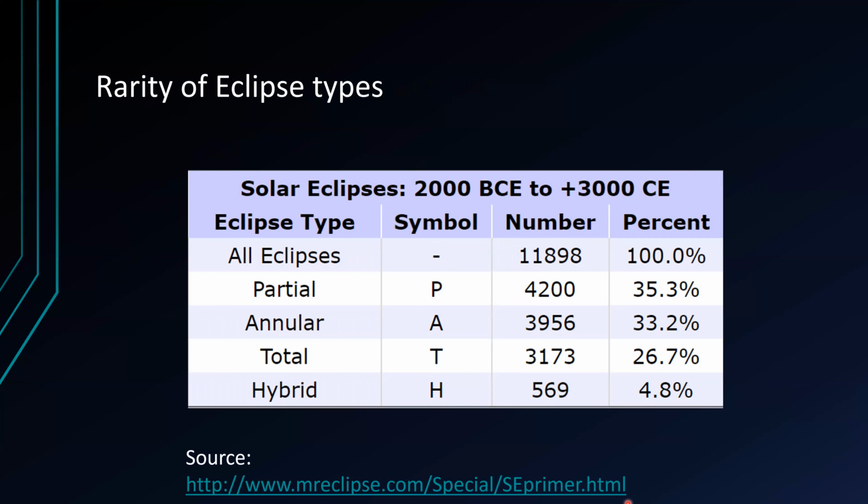This is basically a summary table showing all the solar eclipses that have occurred over the last 4,000 years, plus up to the year 3000. So from 2000 BC to 3000 CE. As we can see, only about 5% of all solar eclipses will be a hybrid eclipse. So these are very uncommon.